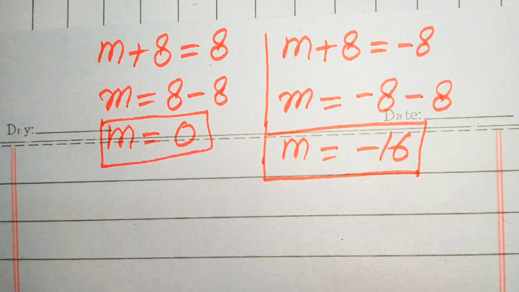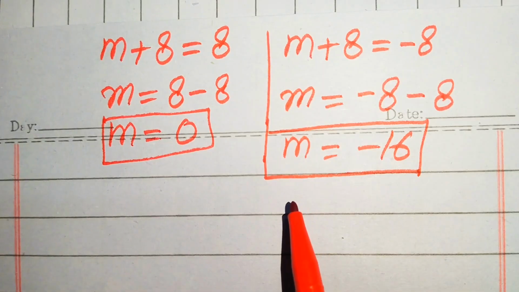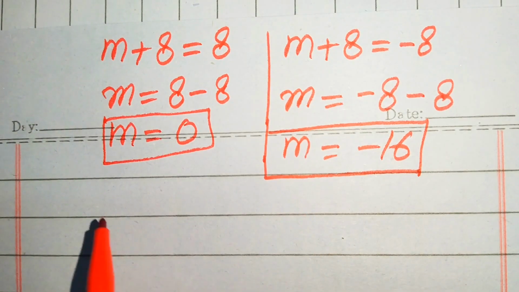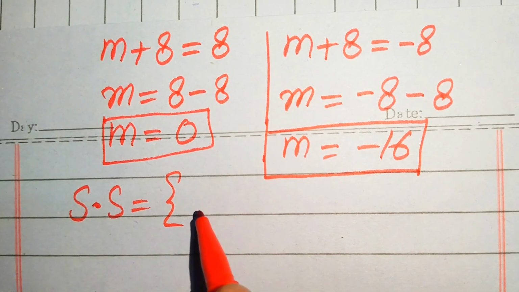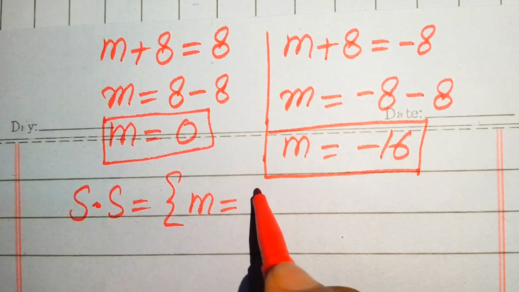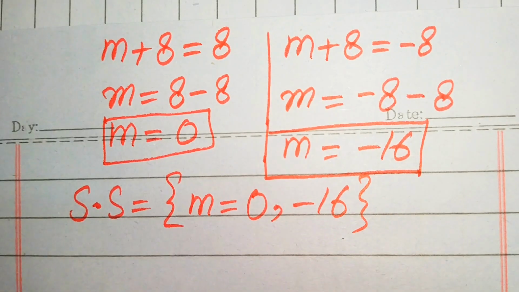So finally you see that in the second method we again get the same roots which we got from the first method, and in the first method we already verified that both of these two roots satisfy our given question statement. So the solution set of the problem which we get from the second method is also m equals 0 and minus 16.